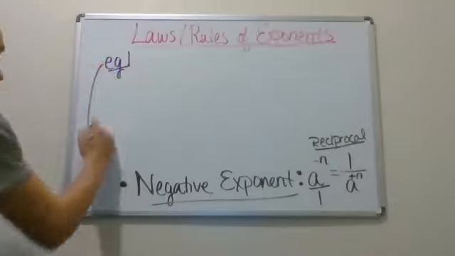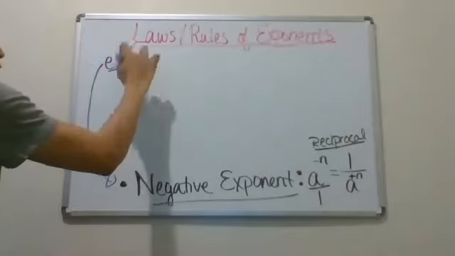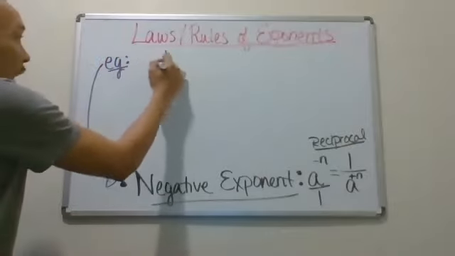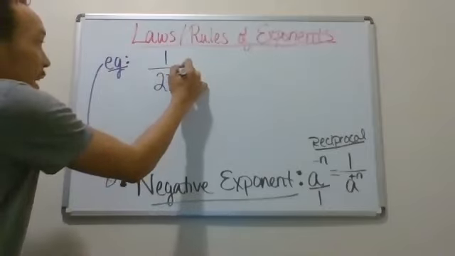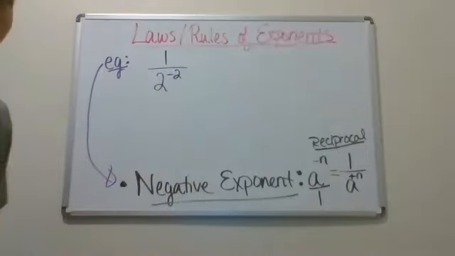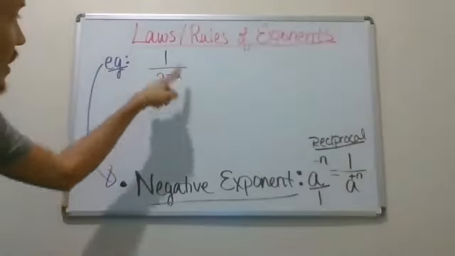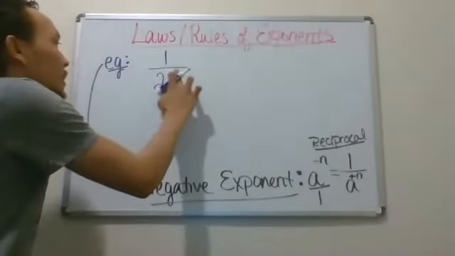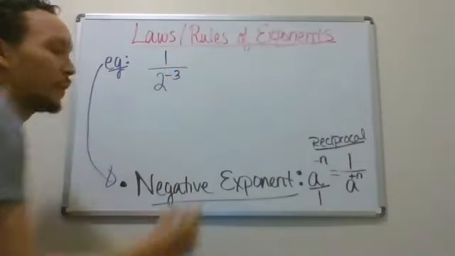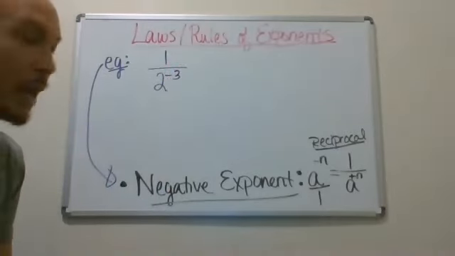And this is another example of negative exponents. So let's say I have 1 over 2 to the negative second power. Well, what we want to do is rewrite this, and let's change the number from 2 to -3, okay? So let's look at the negative third power.